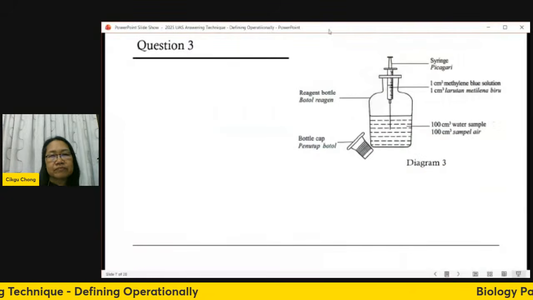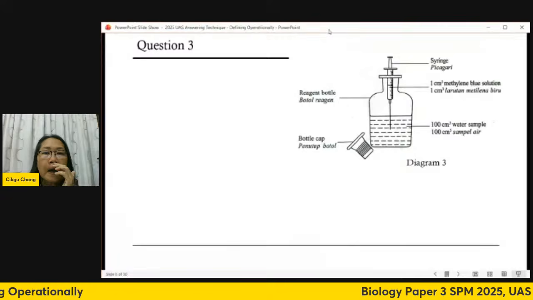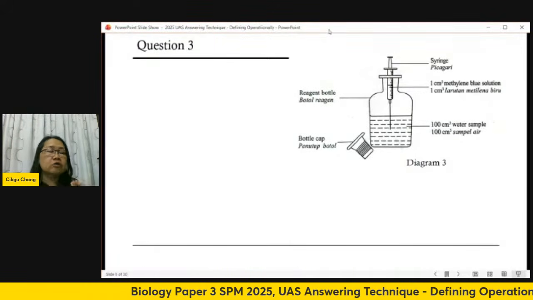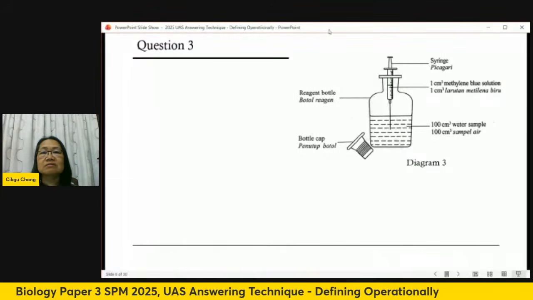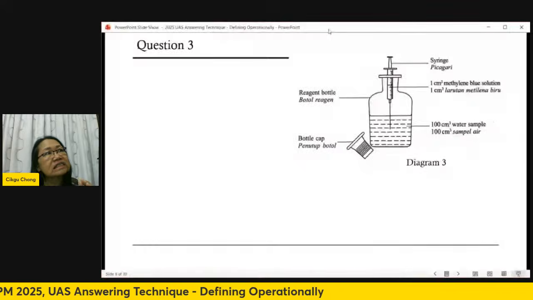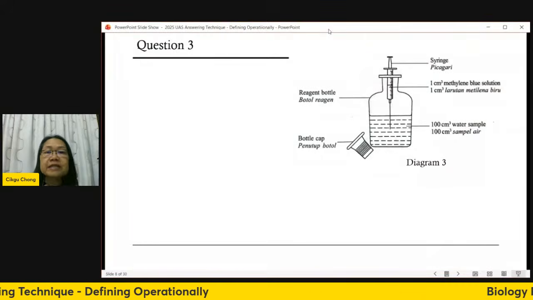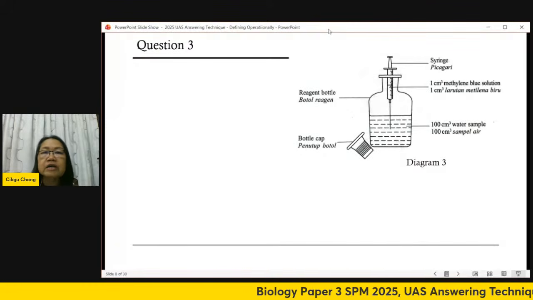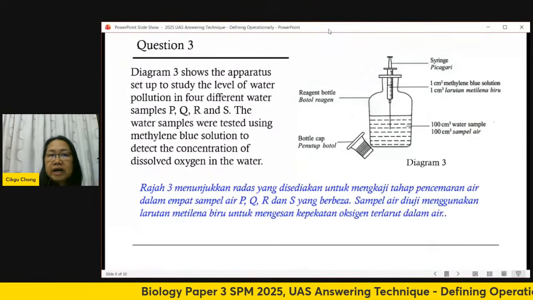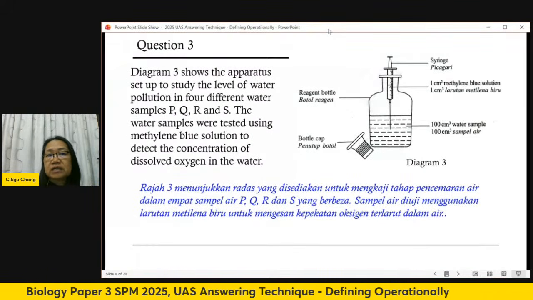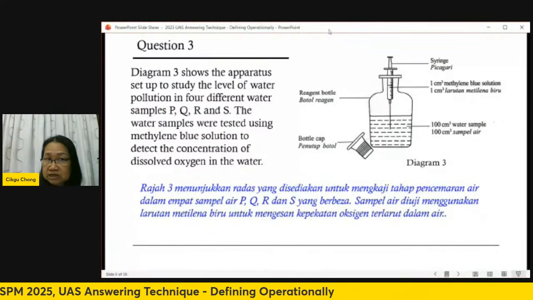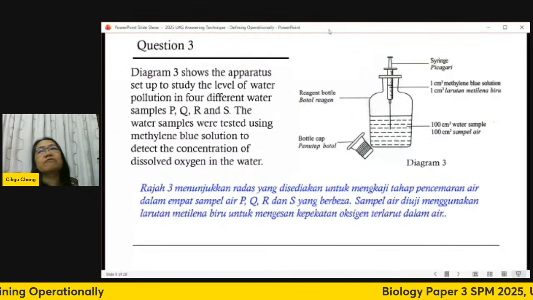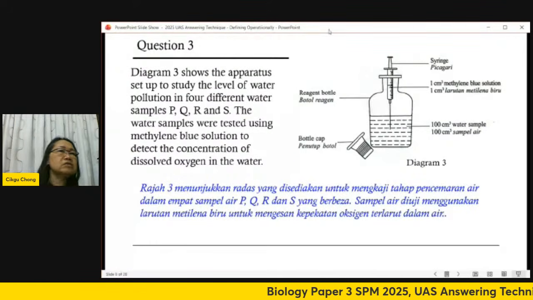Right now, this one. Question 3. This one shows you take a water sample from different locations, and you want to know whether it's polluted or not. Okay, this one is from chapter 9 in your Form 5, the ecology, right? So diagram 3 shows the apparatus set up to study the level of water pollution in 4 different water samples. So you've got P, Q, R, and S. Maybe taken from the pond, the drain, the rainwater, or the river, let's say.